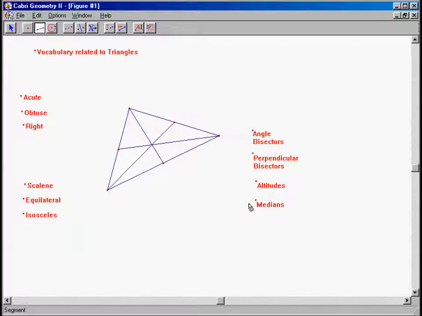Now look at this amazing thing. The 3 medians meet in a single point, which is very odd. 2 lines can meet in a single point unless they're parallel. But for 3 lines to meet, there has to be something extra special going on. When 3 lines meet in a point, we say they are concurrent. They have a concurrent point.